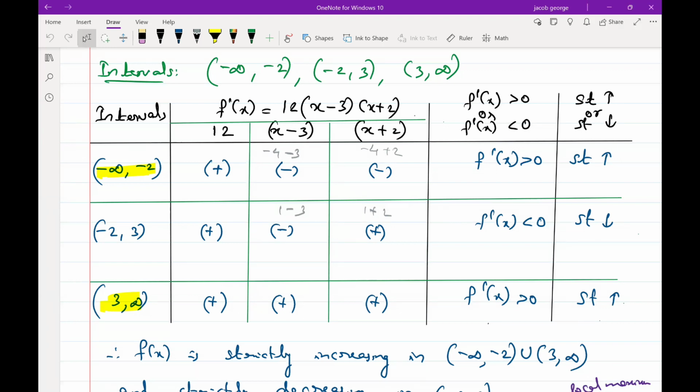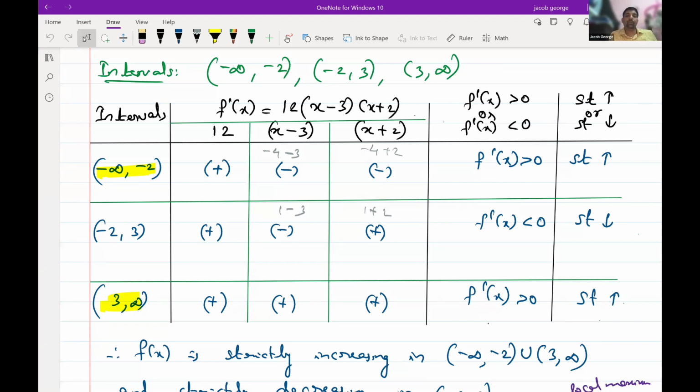Yes, sir. Same way, for -2 to 3, I took the value 1 in that interval. 1 is positive. When I substitute 1 for x minus 3, 1 minus 3 is negative. And 1 plus 2, for x plus 2, is positive. The product of these three is negative. That is what f dash x less than 0 means: strictly decreasing.